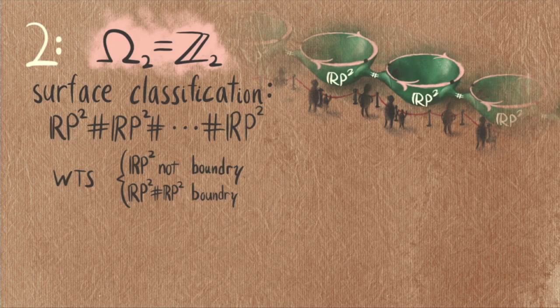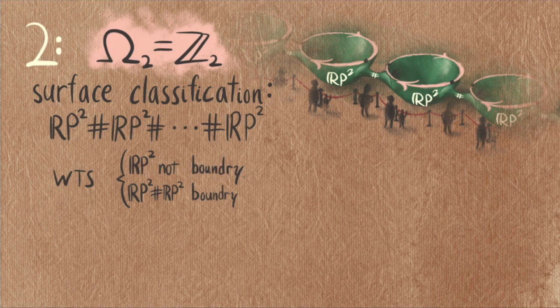Now I claim that it suffices to show 2 facts. First, RP2 itself is not the boundary of anything, which means that it is non-trivial in the cobordism group. Second, RP2 connected sum RP2 is a boundary of something, which means it has to be trivial in the cobordism group. Because if that's the case, then when we look at the cobordism group of this connected sum, we can just cancel out any pair of these RP2s. There's some work to do to show that, but thus the cobordism class of a surface is determined by the parity of the number of constituent RP2s.